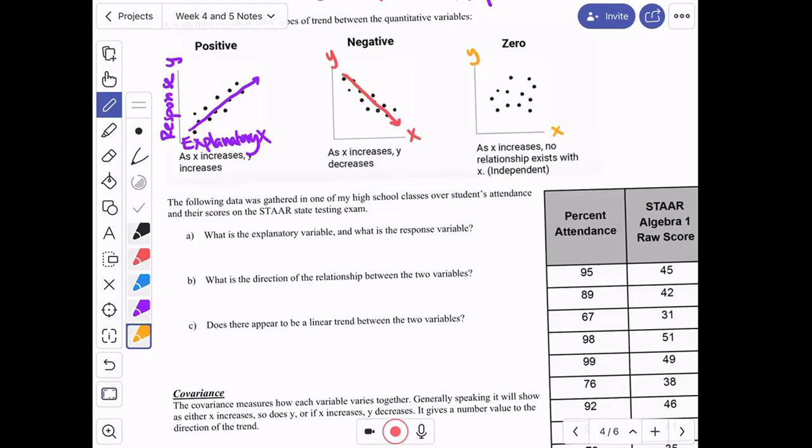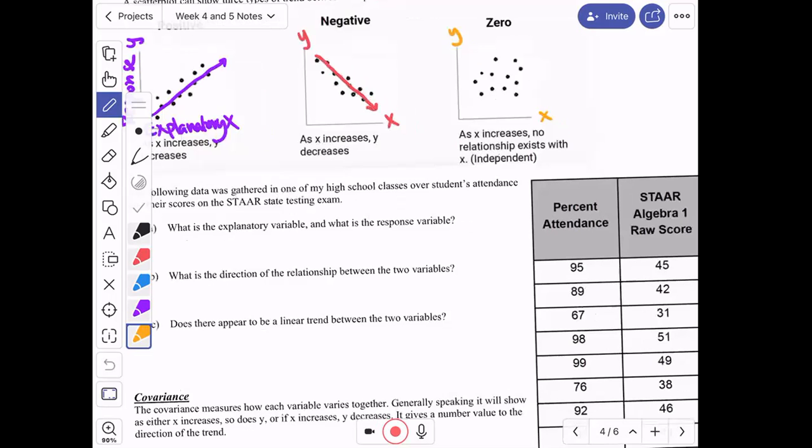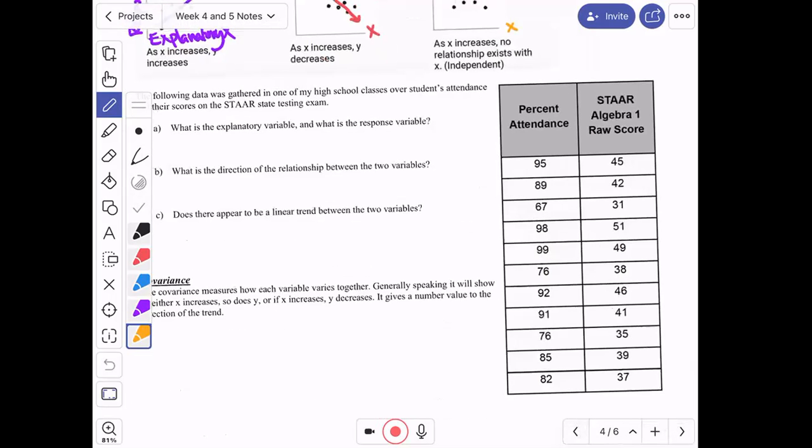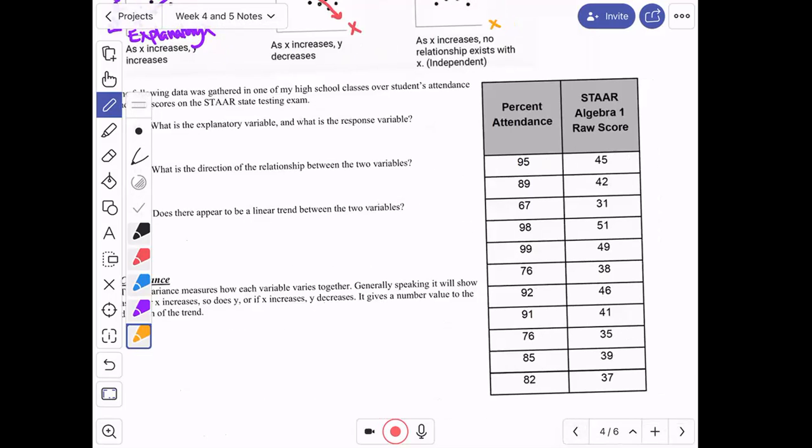It says the following data was gathered in one of my high school classes over students' attendance and their scores in the state testing exam. So you have these particular scores. And I want to know, does your attendance affect your STAR score? That's really what I want to know. I have the percent of attendance here in one column, and I have algebra STAR scores right here.